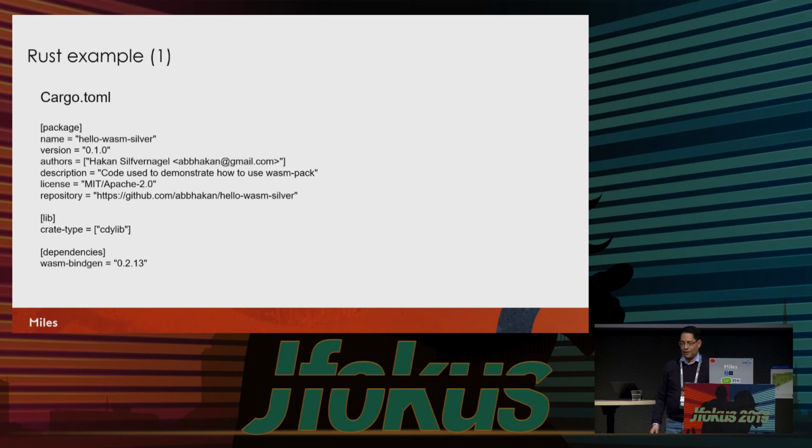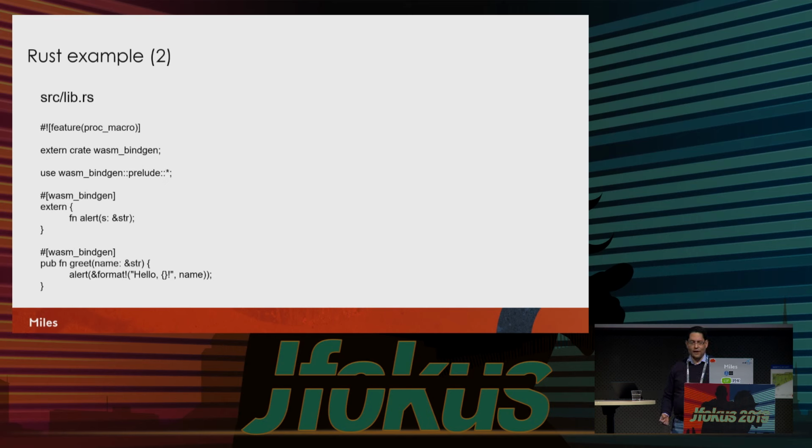So this is an example of how that looks. This is again the package definition. We have the name, version, authors and so on. And then we define what kind of type this crate is. This crate is of the type called cdylib, a C dynamic library. And then we define the dependencies. In this case, we want to depend on wasm-bindgen in order to get the code necessary to be able to call it from our JavaScript file.